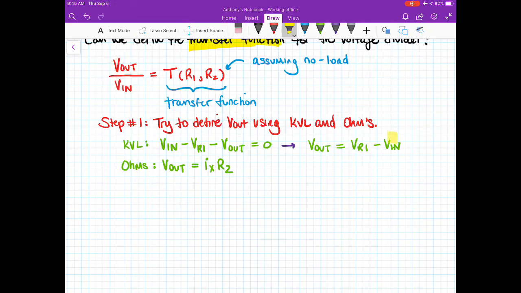V in is fine, because that shows up over here. So we're okay with that. V out is fine, because that also shows up over here. So our problem is the VR1. That's the value that we need to further redefine or break down. So let's define VR1 such that we remove it.